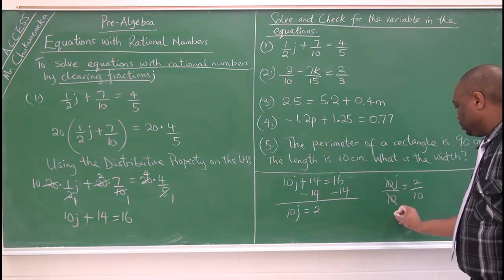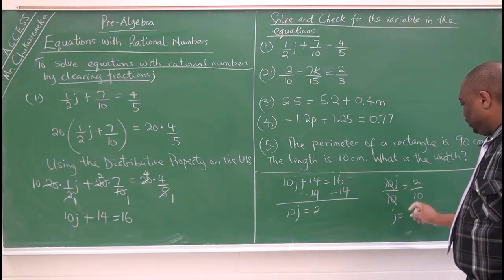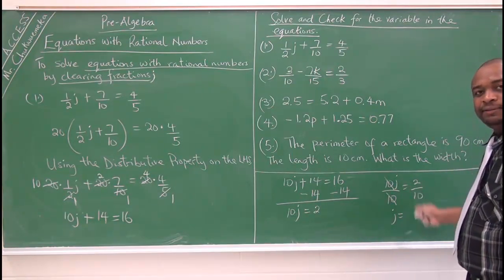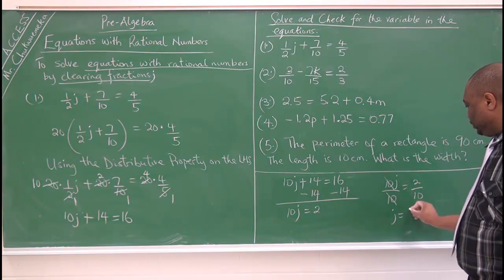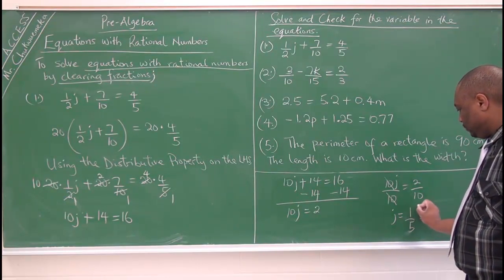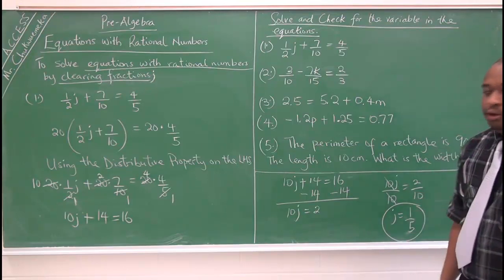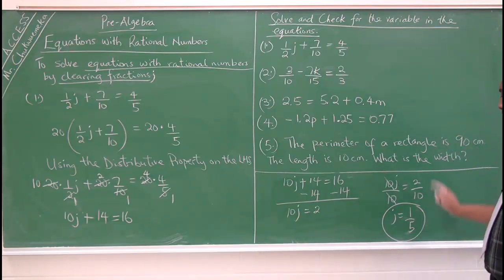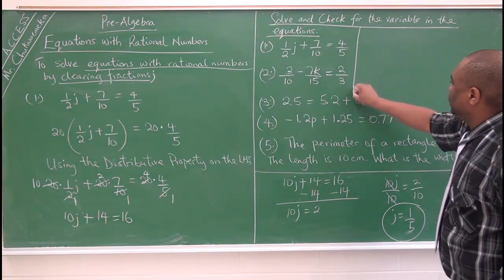10 divided by 10 is 1, so j will be 2 over 10, and if you simplify this fraction, 2 divided by 2 is 1, and 10 divided by 2 is 5. So j will be 1 over 5, if you simplify the fraction. The next thing we want to do is to check our work. So let's go ahead and check it.